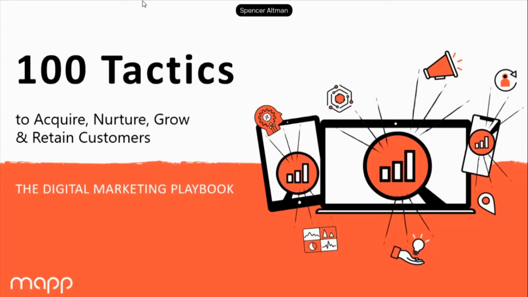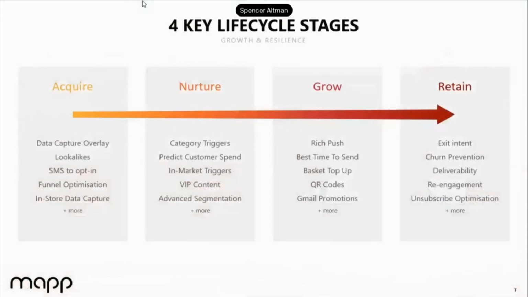Towards the end of the spring this year, beginning of the summer, we launched a digital marketing playbook, 100 tactics to acquire, nurture, grow, and retain customers. These were all tactics, very specific things that can be done, each with the expectation of a high ROI and a directly measurable ROI.